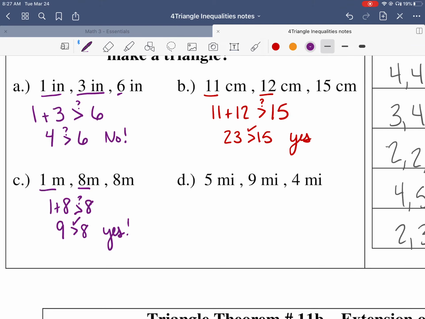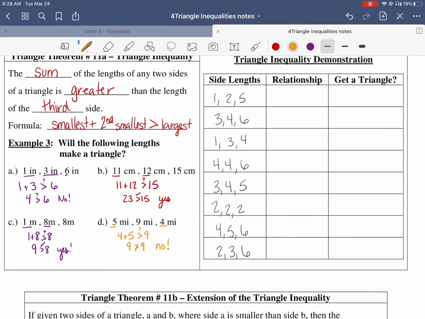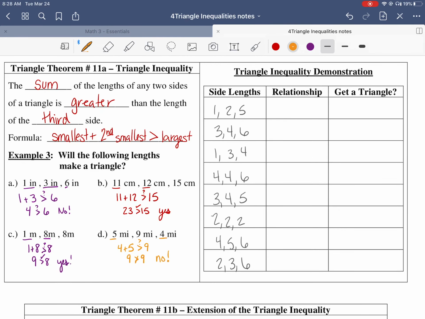All right, last one. You've got to be careful with this one. So smallest two sides are 4 and 5. So 4 plus 5, is it greater than 9? 4 plus 5 is 9. Is 9 greater than 9? No, it's equal to. So these three sides would not make a triangle. If you want to test it, you can try all of these examples over here, which are posted in the worksheet.